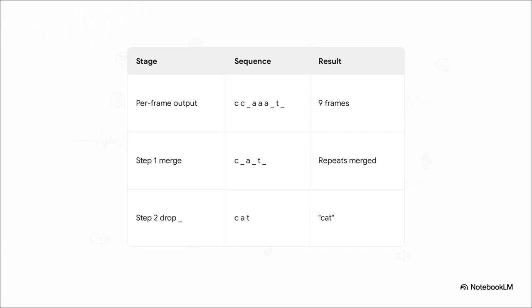And this brilliantly illustrates exactly what we mean. Let's trace the journey of the word cat. Imagine our model processes 9 audio frames. The raw per-frame output is a total mess. C, blank, A, blank, T, blank, right? 9 messy frames. Now, we apply step 1 and merge the repeats. So those 2 C's become 1. The 3 A's become 1. We get C, blank, A, blank, T, blank. Then, step 2, we drop the blanks, and boom! Those 9 messy frames neatly collapse down into the 3-letter word cat.